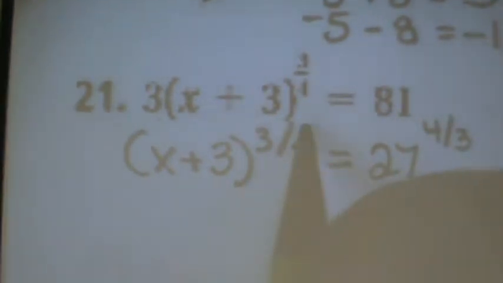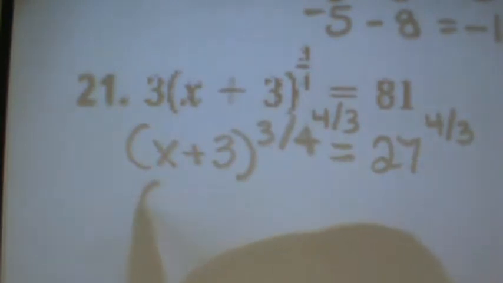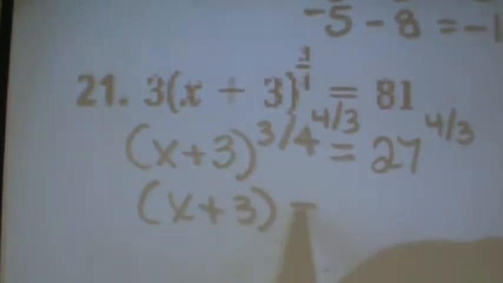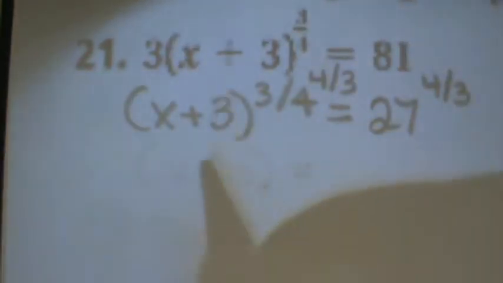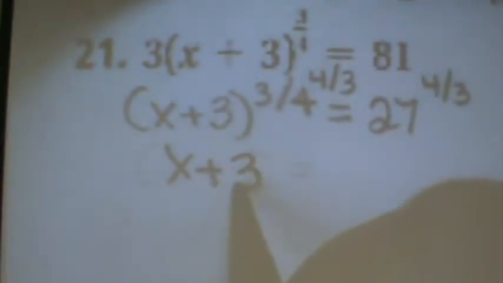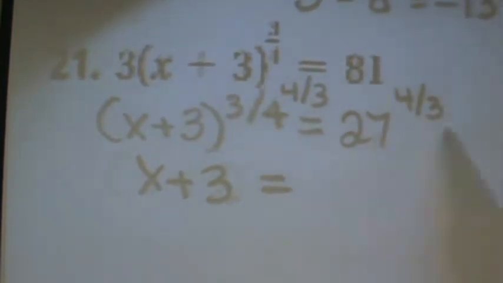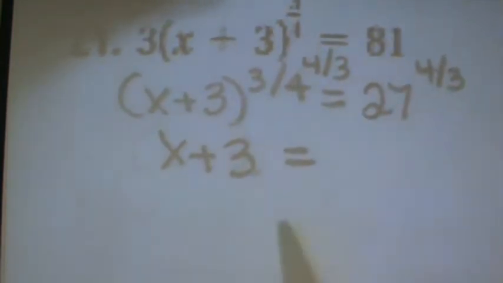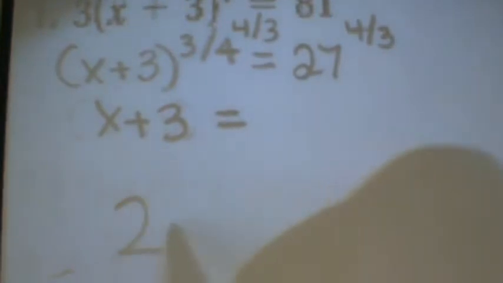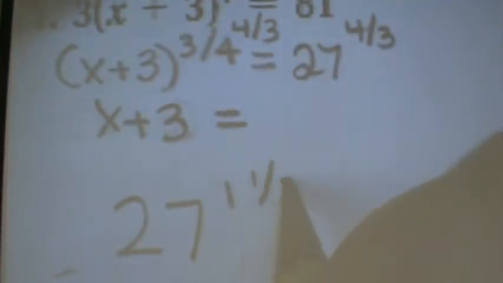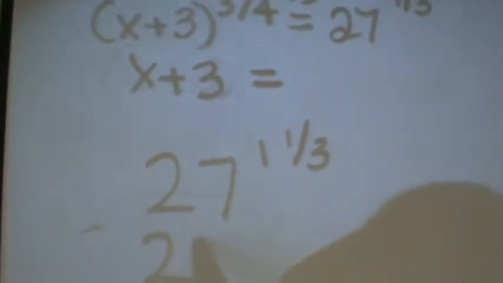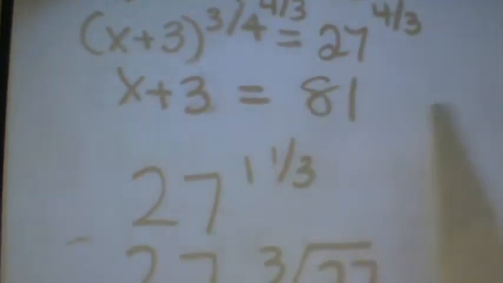Yes. Because I'm going to do this to the 4/3. So you're going to get just x plus 3. Lose the parentheses. So now, how would you do 27 to the 4/3 power? I write this as 27 to the 1 1/3. So it's 27 times the cube root of 27. And the cube root of 27 is 3, so what's 27 times 3? 81.